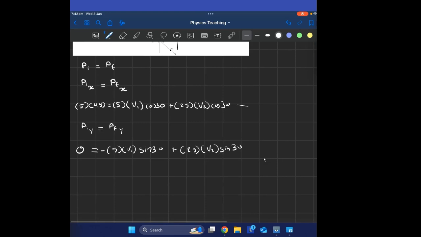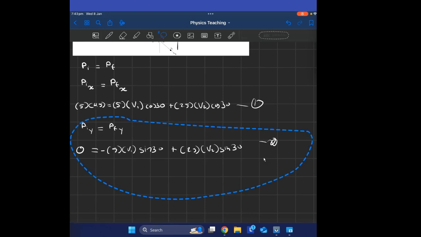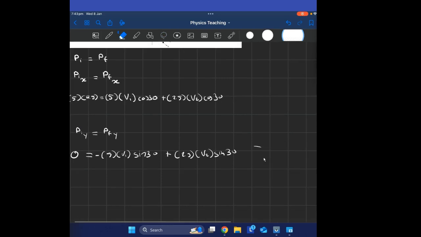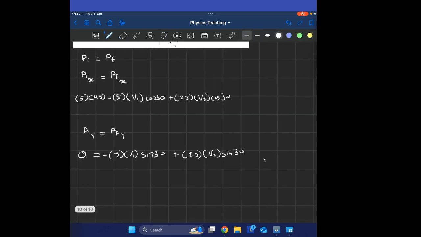So now we have two equations. Let's simplify them before we do anything. So 5 times 4.5 is going to be 22.5.